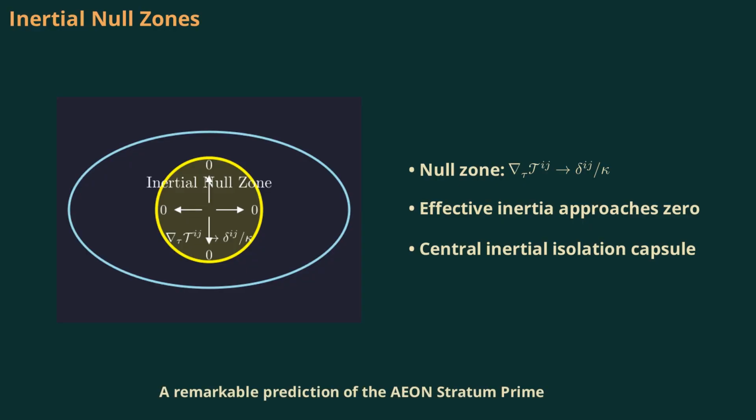A remarkable prediction of the AEON STRATUM PRIME framework is the existence of inertial null zones. In regions where the temporal gradient of the stress tensor approaches a critical value, the effective inertia of the system approaches zero. This creates zones of inertial isolation, which are mathematically defined and can be visualized in cutaway diagrams of the craft. These zones are essential for achieving extreme acceleration without subjecting the craft or its occupants to internal stress.